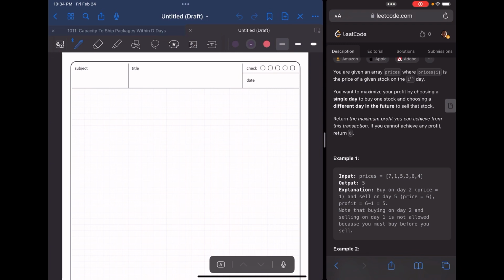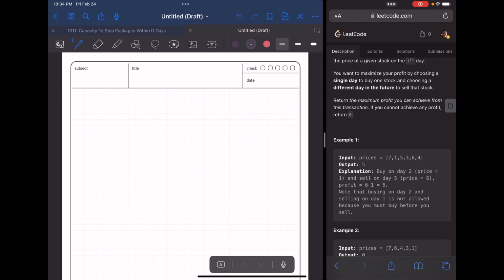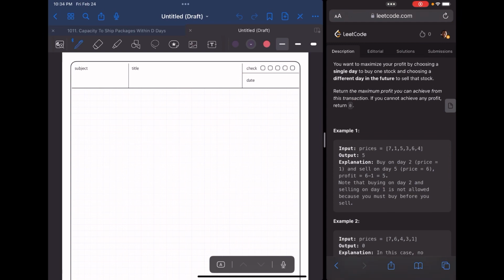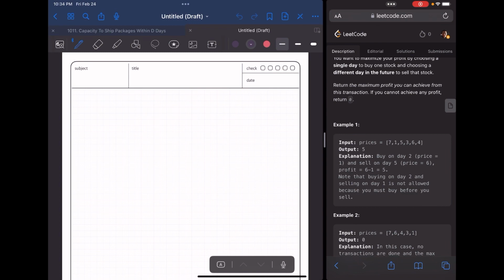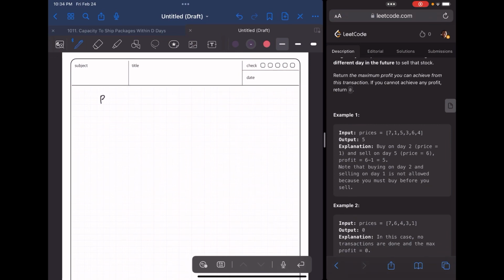So basically, we are given a prices array, and we want to maximize the profit by choosing a single day to buy one stock and a different day in the future to sell the stock. So we want to make a maximum profit. If profit cannot be achieved, we return 0. So return the maximum profit you can achieve. So basically, this is buying low, sell high.